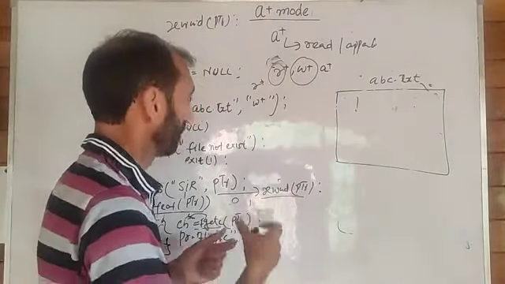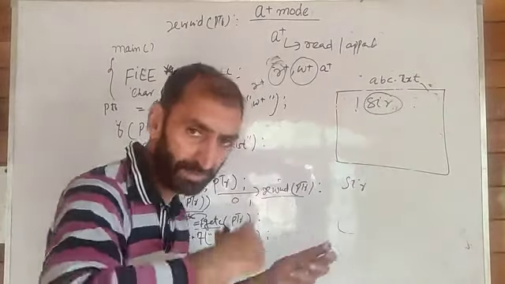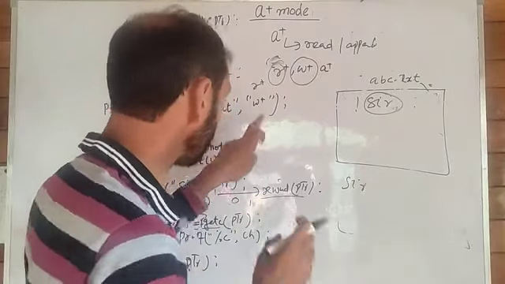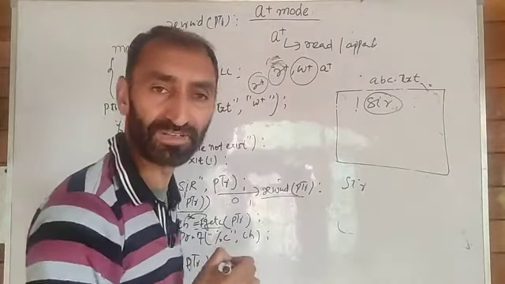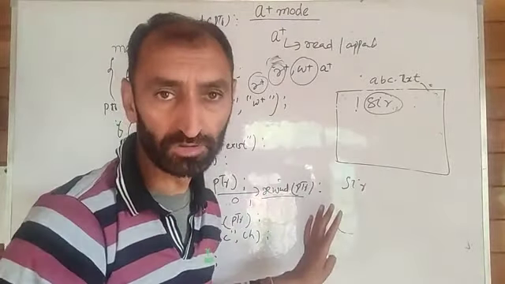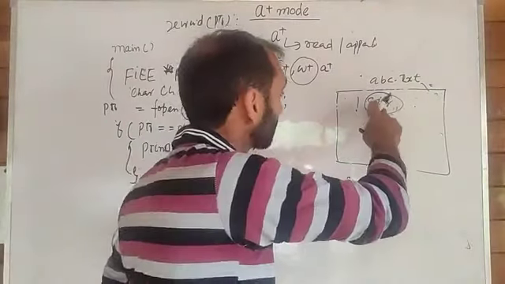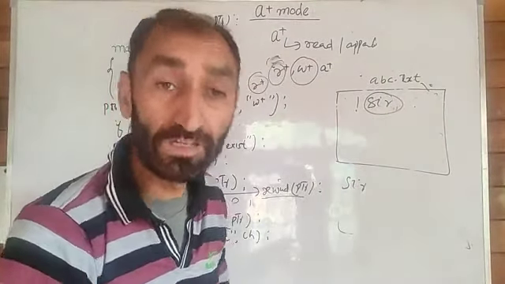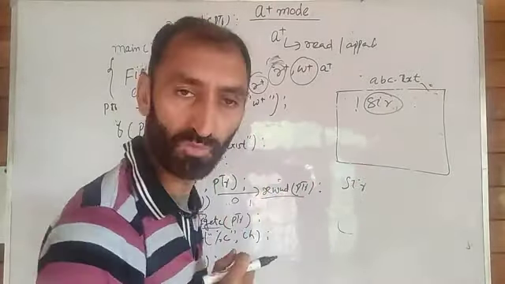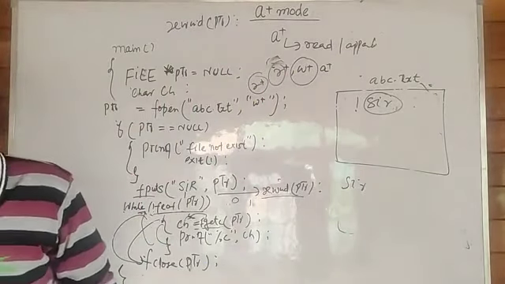If I now write Sir in this file, Sir will appear and the previous contents will get overwritten, if I open it in W plus mode. If I open it in R plus mode, what will happen? If the file does not exist, it will not create a file and will return null. If the file exists, it will open the file and will not overwrite the previous contents; it will retain them in R plus mode. This is the main difference between R plus and W plus mode.